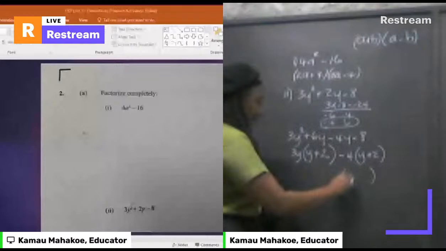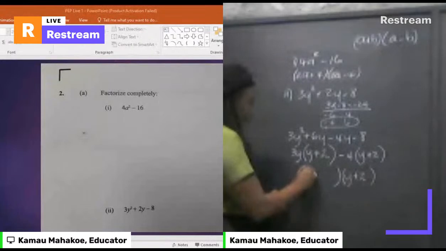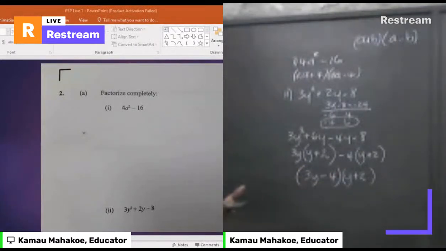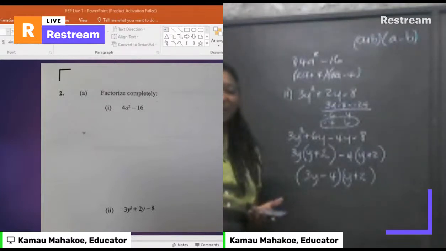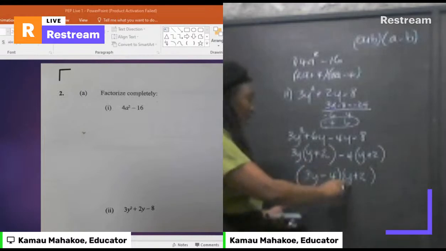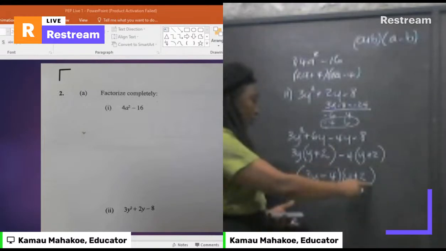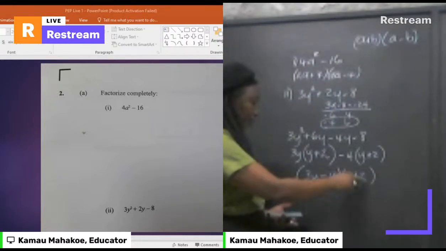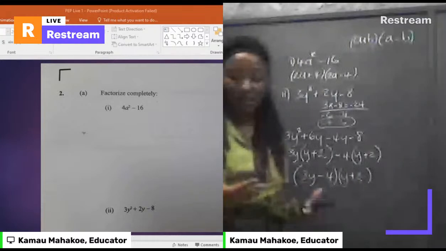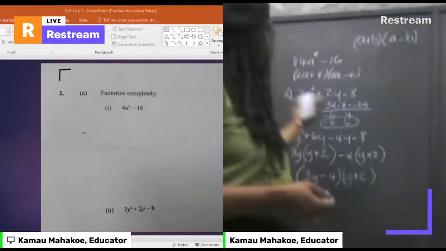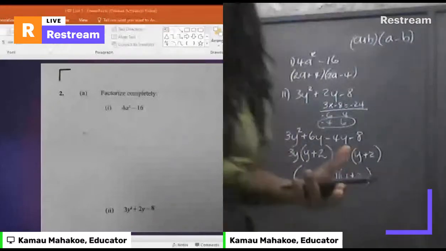And then 3y minus 4. So that is factorizing 3y squared plus 2y minus 8. If we were to double check that this is correct, what we need to do is expand the brackets using the distributive law. 3y times y, 3y times 2, negative 4 times y, negative 4 times 2. And then we simplify them and we would get back the original 3y squared plus 2y minus 8.